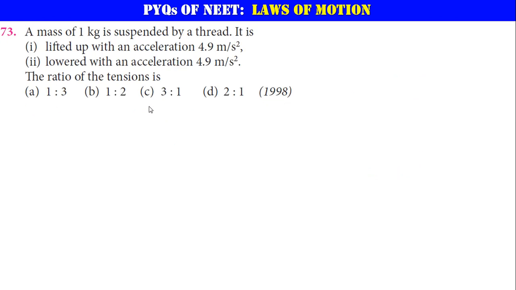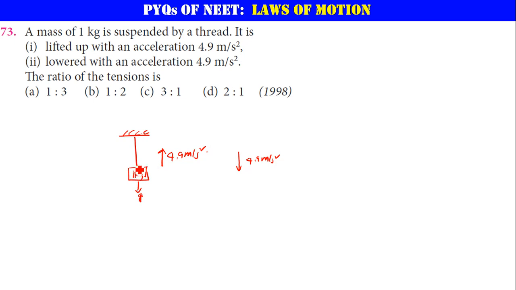Next, a mass of 1 kg is suspended by a thread. Let us say there is a thread, and there is a mass of 1 kg suspended like this. It is lifted upwards with an acceleration of 4.9 meter per second square. In the second case, it has been lowered with an acceleration of 4.9 meter per second square. Once you are taking it upwards, because of my g and the acceleration in the opposite direction, the net weight of this mass is going to be the tension here.